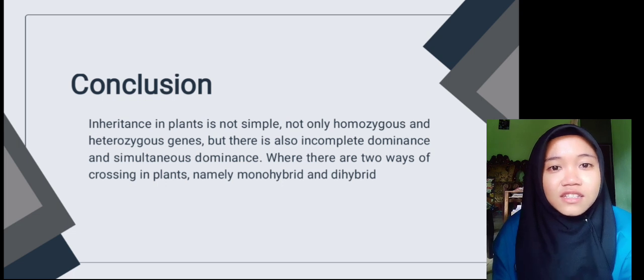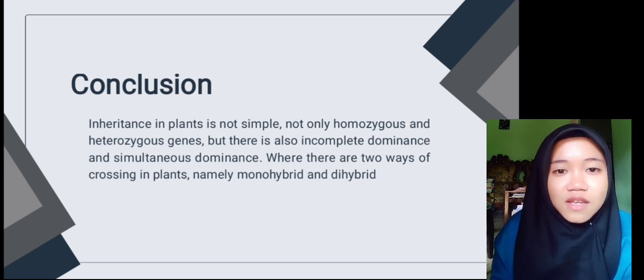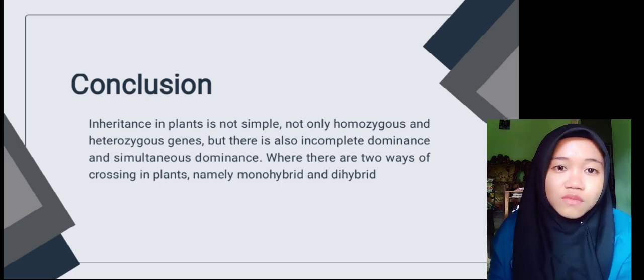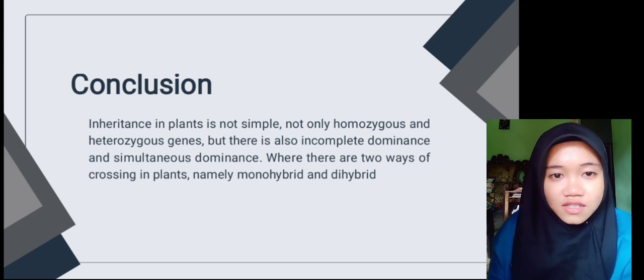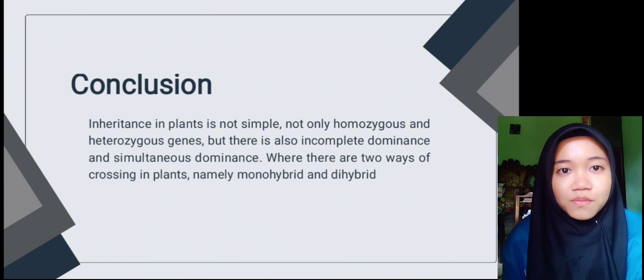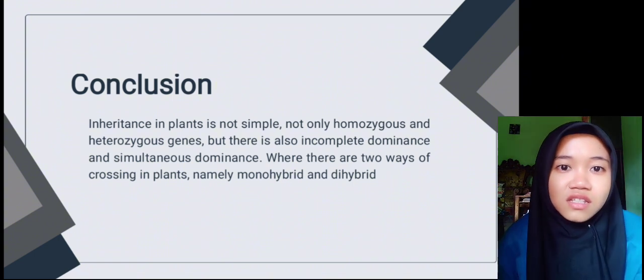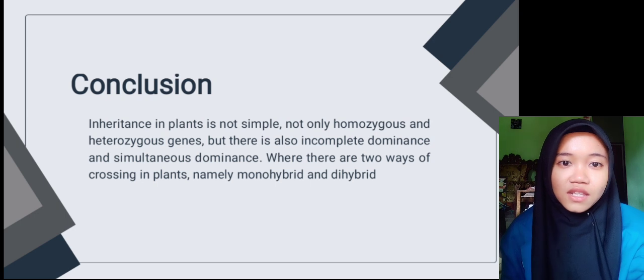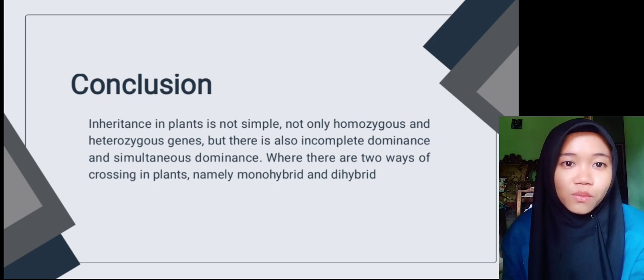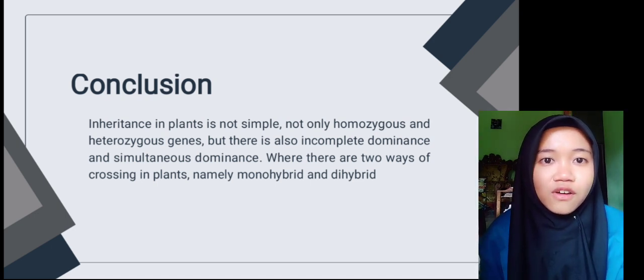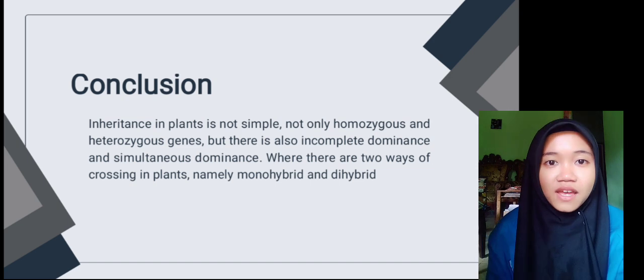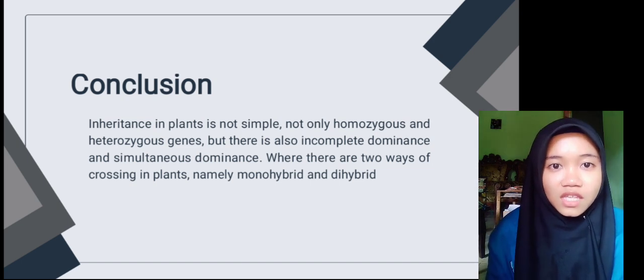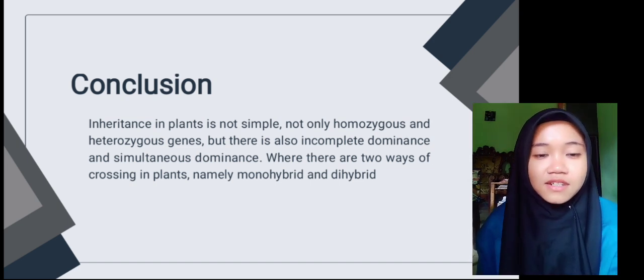Conclusion: inheritance in plants is not simple, not only homozygous and heterozygous, but there is also incomplete dominance and codominance. There are two ways of crossing in plants, namely monohybrid and dihybrid.